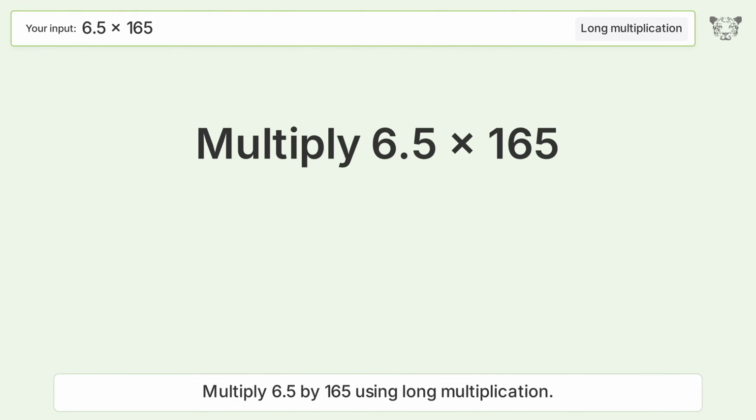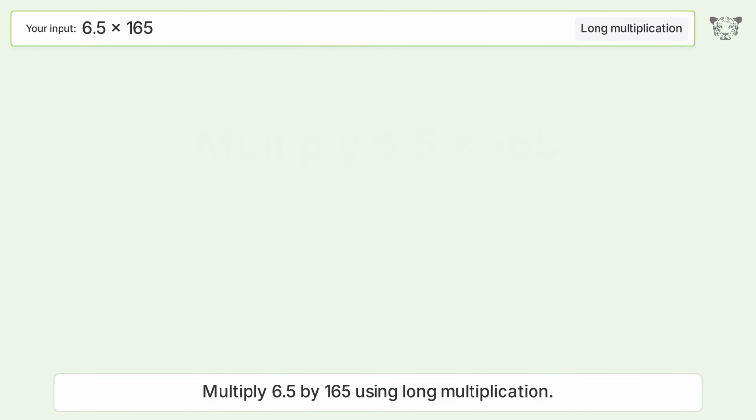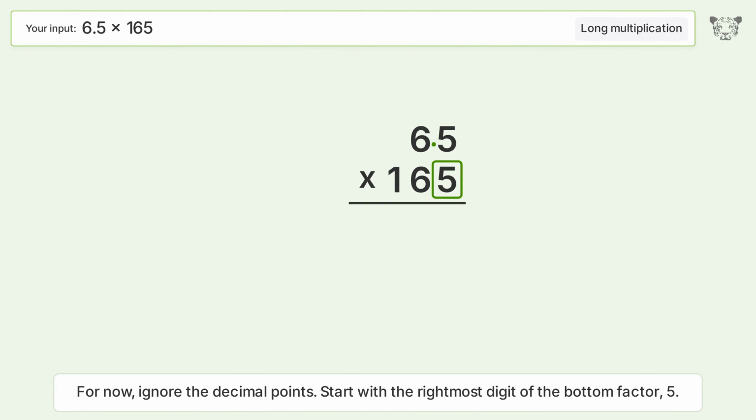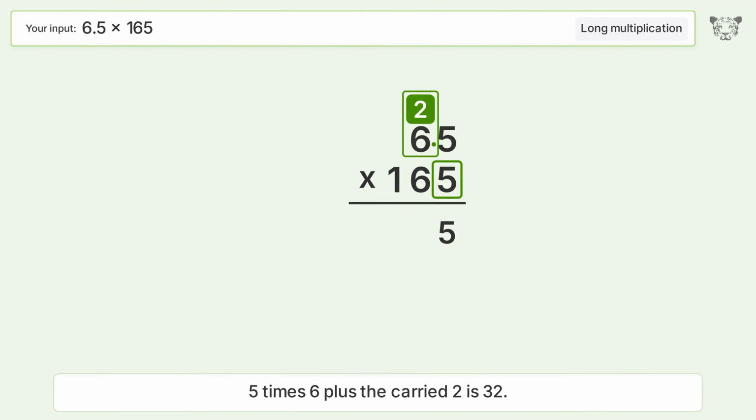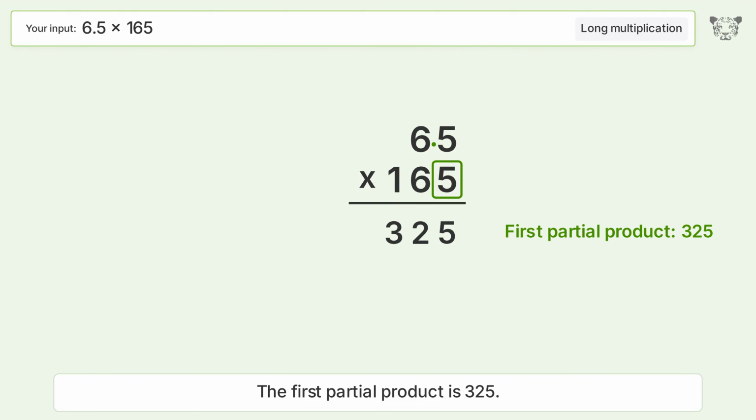Multiply 6.5 by 165 using long multiplication. For now, ignore the decimal points. Start with the rightmost digit of the bottom factor, 5. 5 times 5 is 25. Put 5 in this column and carry 2. 5 times 6 plus the carried 2 is 32. The first partial product is 325.